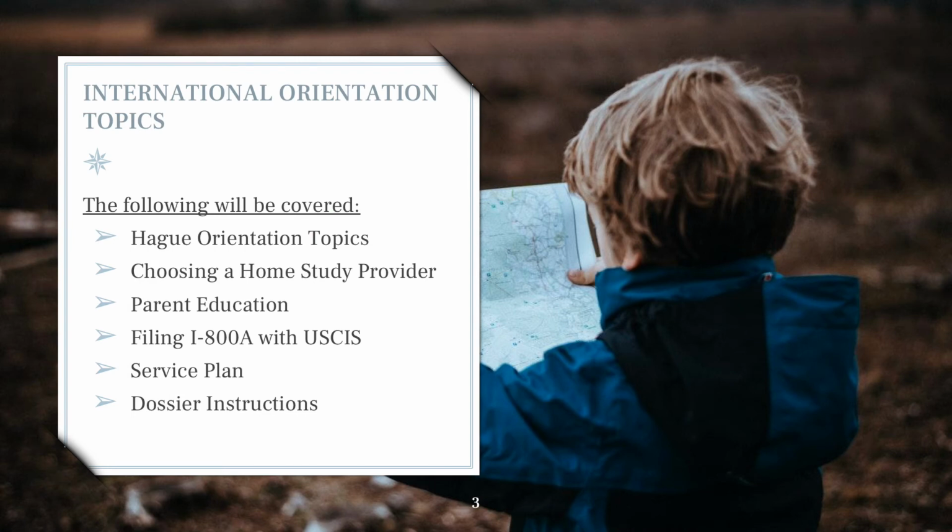We will be discussing several items to help you get started on your adoption journey, and hopefully by the end of this video, you'll have a better grasp on all that's required and an idea of where you need to start. It's common to feel very overwhelmed, but there are ways to break the process into parts so that it becomes more manageable. Today we'll go over Hague orientation topics, talk about choosing a home study provider, touch on parent education, discuss filing the I-800A with the United States Citizenship and Immigration Service, explain the service plan, and dossier instructions.